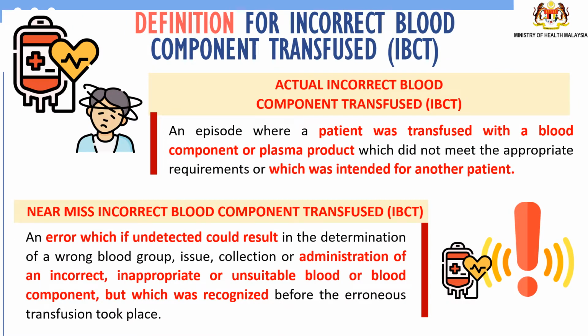This is the definition for incorrect blood component transfused (IBCT). For actual incorrect blood component transfused, it is an episode where the patient was transfused with a blood component or plasma product which did not meet the appropriate requirement or which was intended for another patient. For the near miss incorrect blood component transfused, the error is detected before it is transfused to the patient.